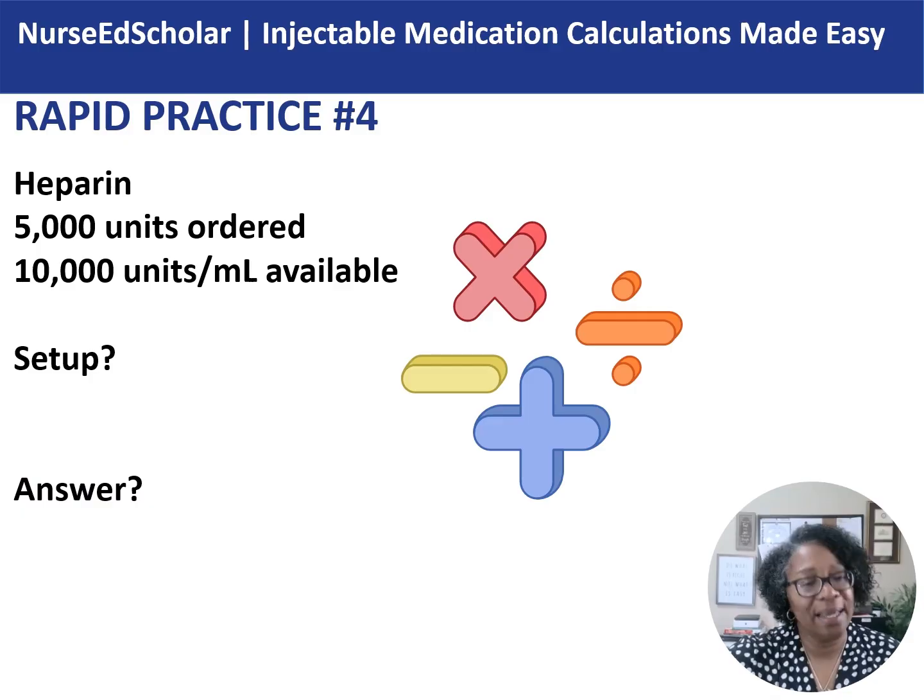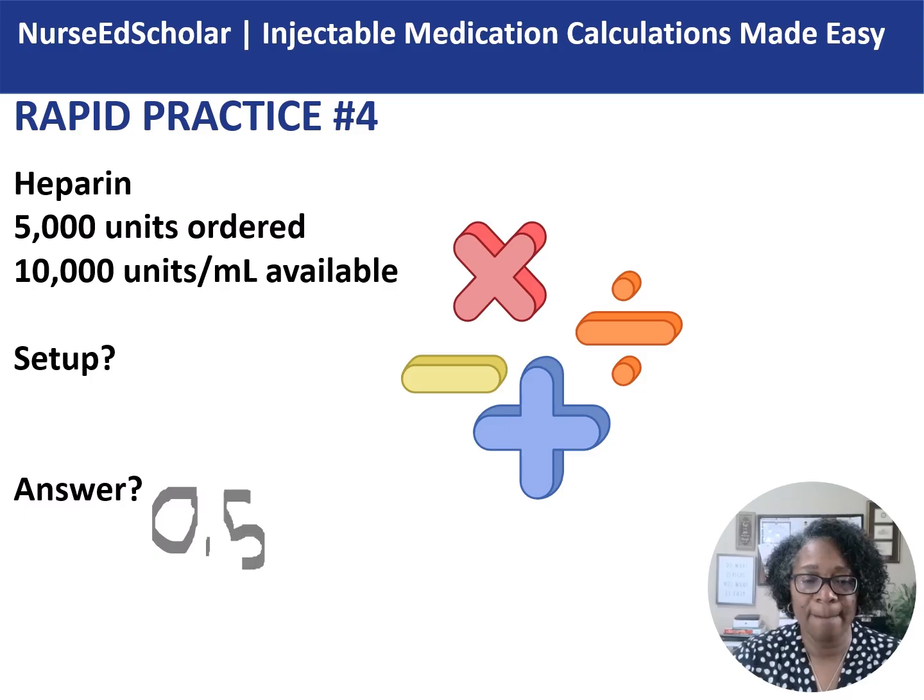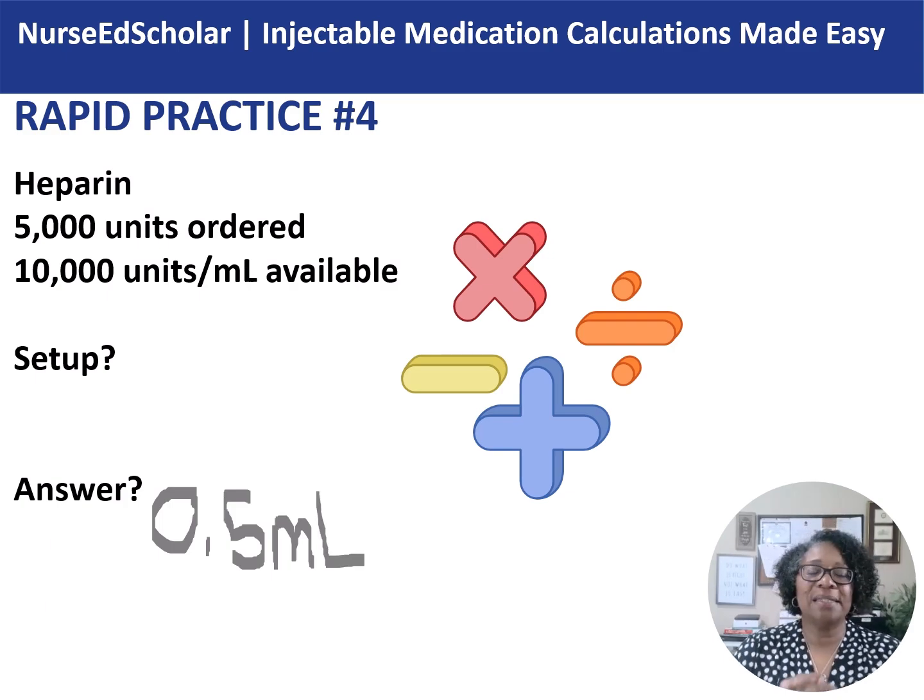All right, so we have a quick heparin sub-Q question. I think we've done this one already today. You have 5,000 units ordered. You have 10,000 units per milliliter available. And what would that answer be? All righty. So that's 0.5 milliliters. And remember with heparin, you want to assess for bleeding, platelet count, bruising, fall risk, and anticoagulant history.